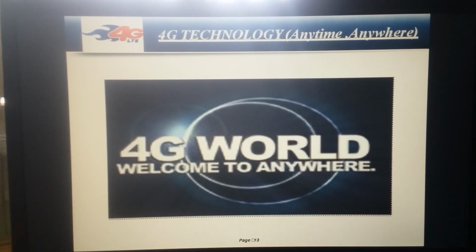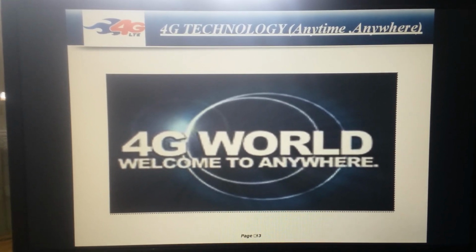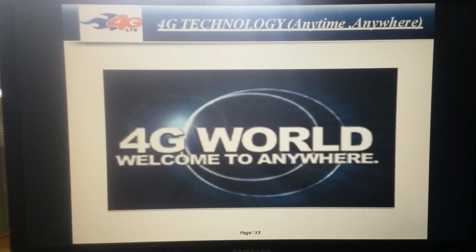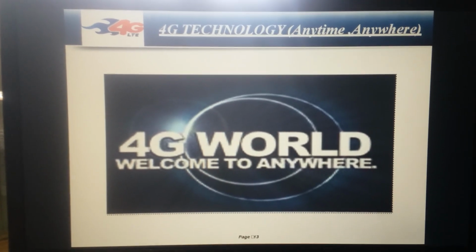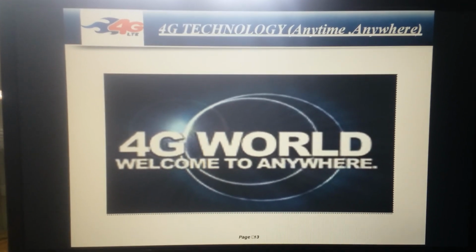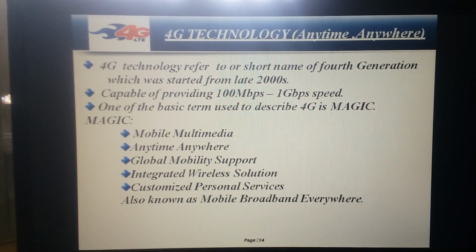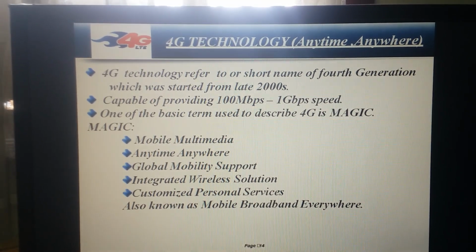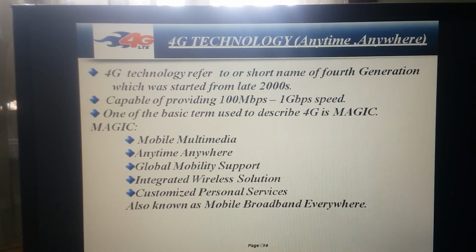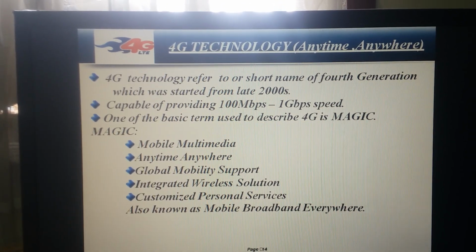And next comes 4G technology. 4G technology is an updation of 3G technology. We can use mobile phones and communicate all over the world anytime and anywhere. 4G technology is a short name for a generation which started from the late 2000s. It is capable of providing 100 Mbps to 1 Gbps speed.